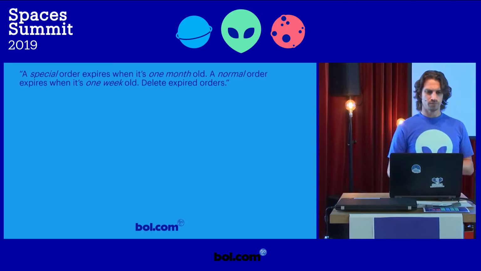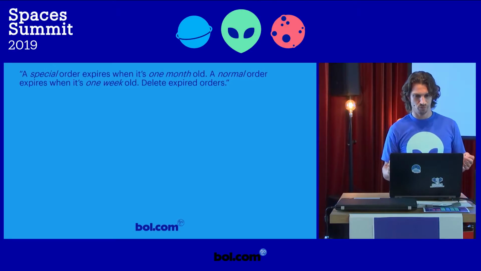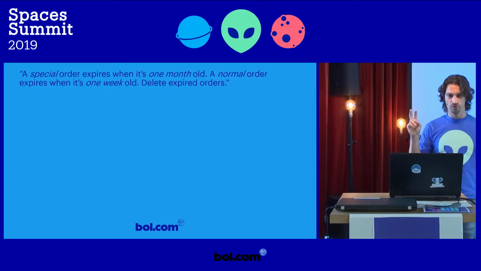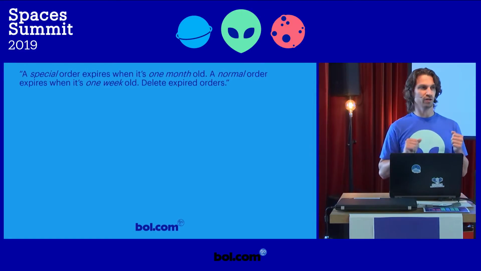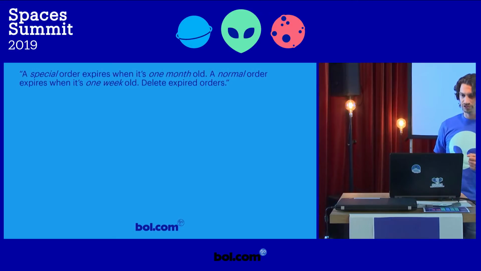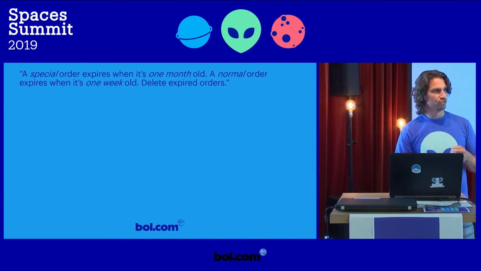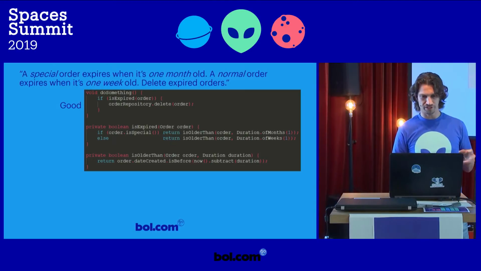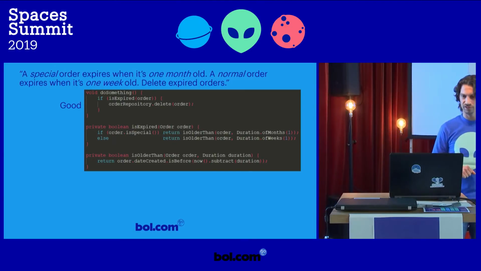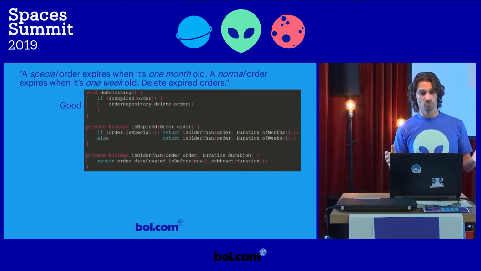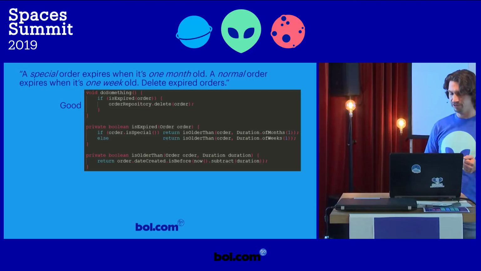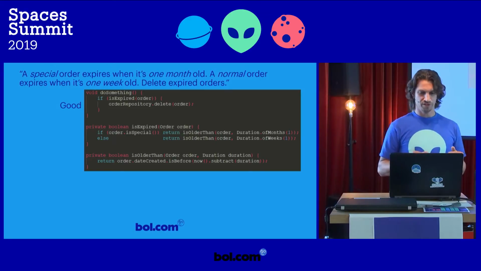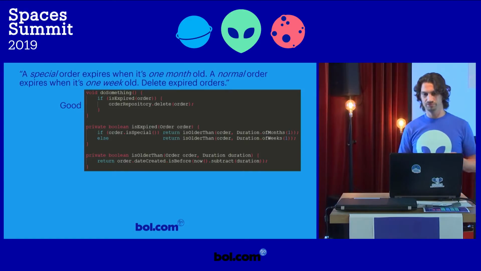An example. A special order expires when it's 1 month old. A normal order expires when it's 1 week old, and we are asked to delete all expired orders, right? Okay, so these are our business rules or requirements. Now I could write this code. So what do we see here? It says if the order is expired, then we'll delete it. Okay, cool. We have a little method that determines if it's expired, and it says if it's special, then return is older than 1 month. If it's not special, then return is older than 1 week.